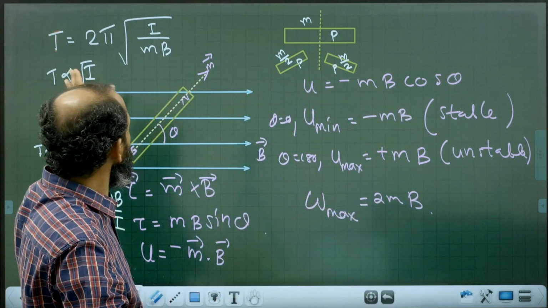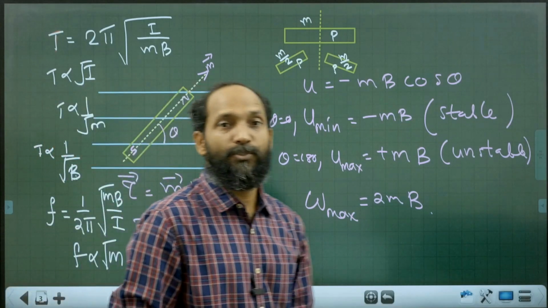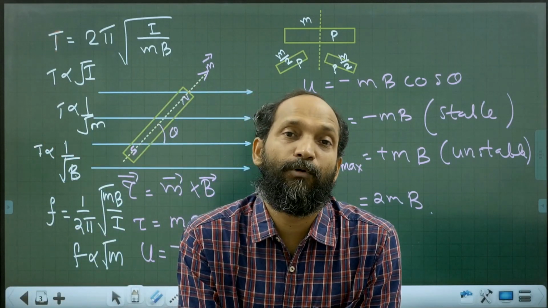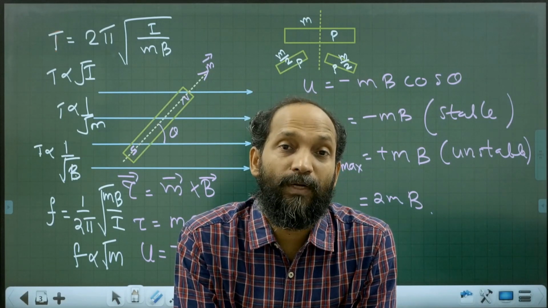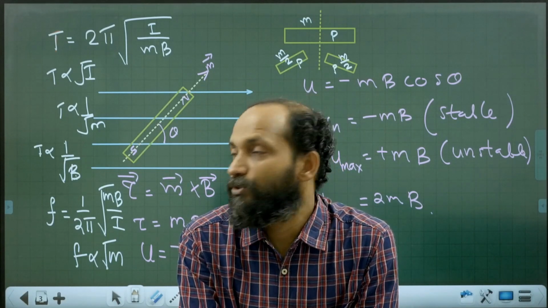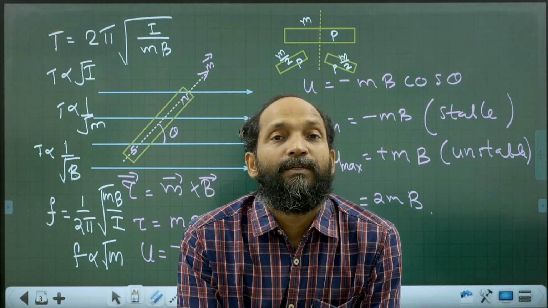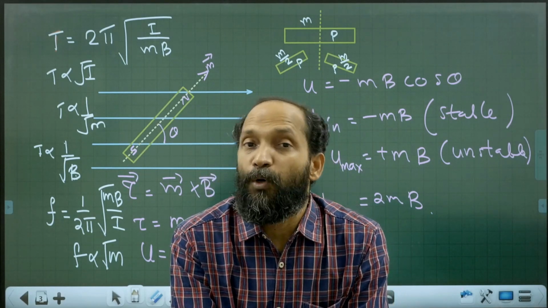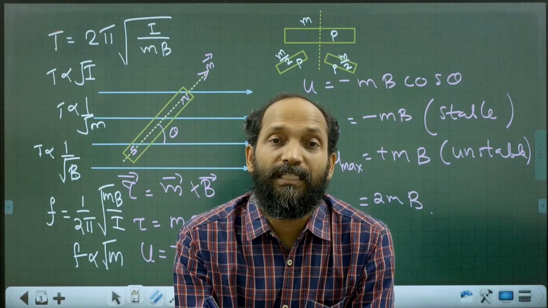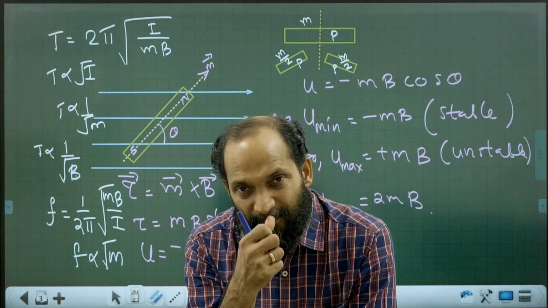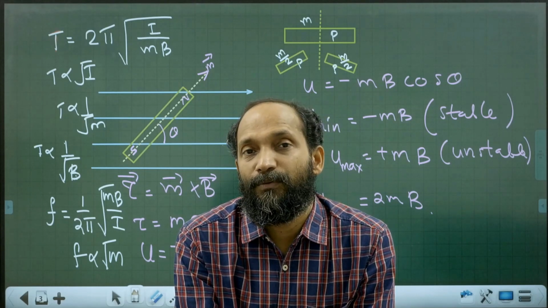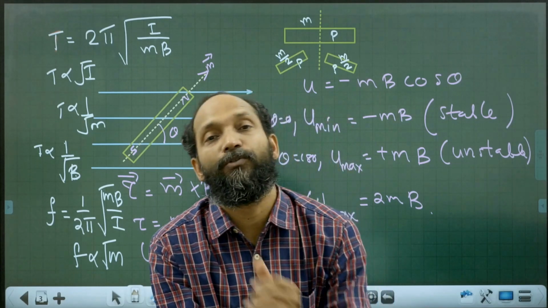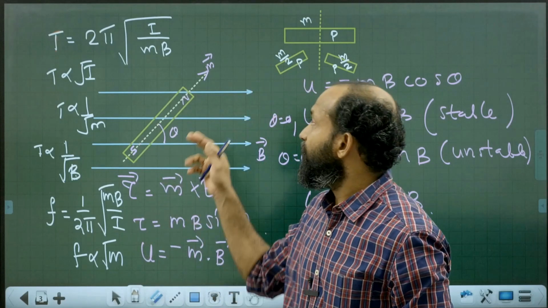And this formula is based on an experiment done in the laboratory, and that experiment is based on an apparatus called vibration magnetometer. So this is the formula for time period of small oscillations of a magnetic dipole oscillating in vibration magnetometer. Vibration magnetometer can be used for finding moment of a magnet M.